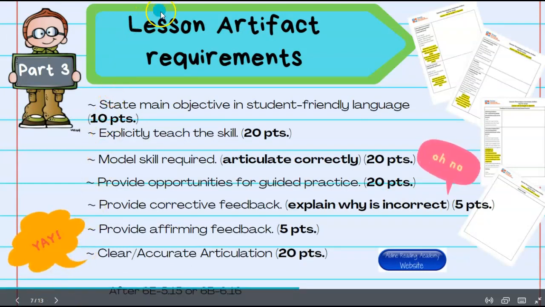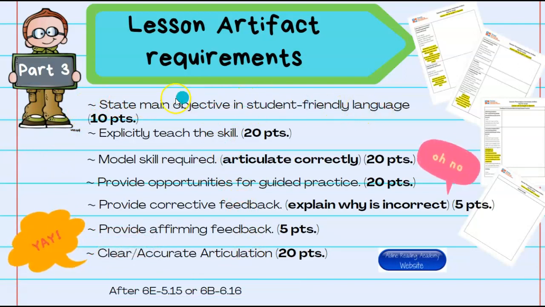All right, the following is the lesson format. You will start with stating your main objective in student-friendly language. You will explicitly teach the skill, but before explicitly teaching or modeling that skill, you will state the specific skill that you will be focusing on. And then, of course, you will model the required skill with 2 words. So these first 3 parts of your lesson are all considered the I do part of your lesson.